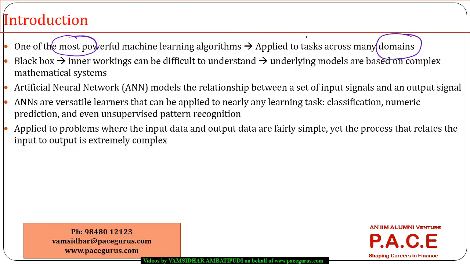So there are applications in many domains across different kinds of tasks. So that's one of the main reasons I can really vote for neural networks as the most powerful kind of machine learning algorithm. But it's primarily a black box. It is very difficult for me to understand the way the model is getting constructed. The workings of that model are very difficult to understand.